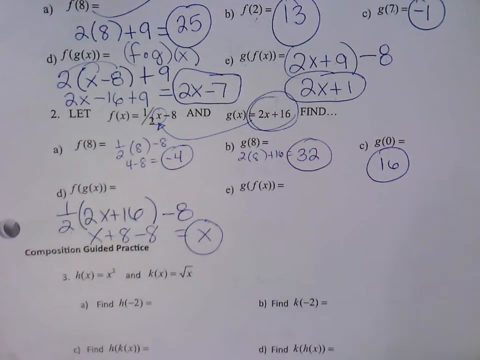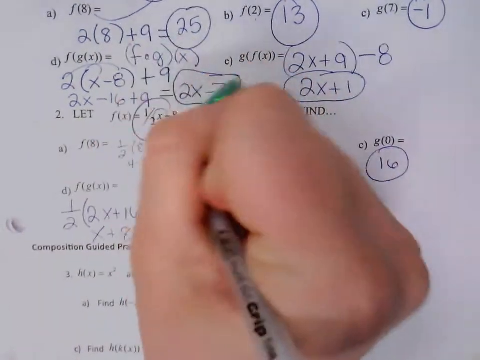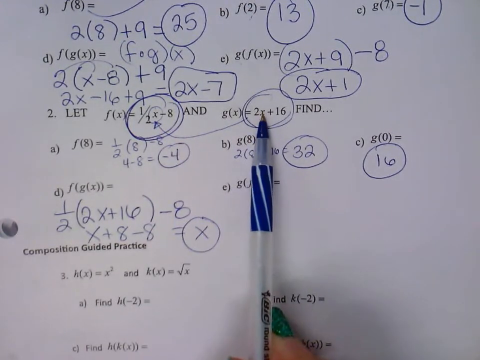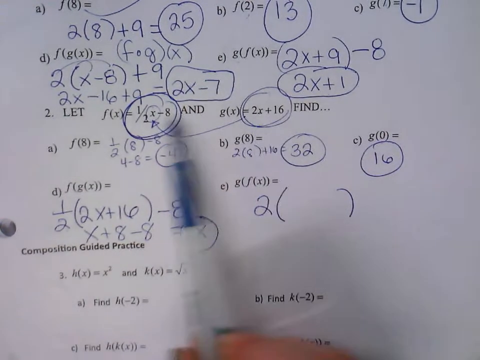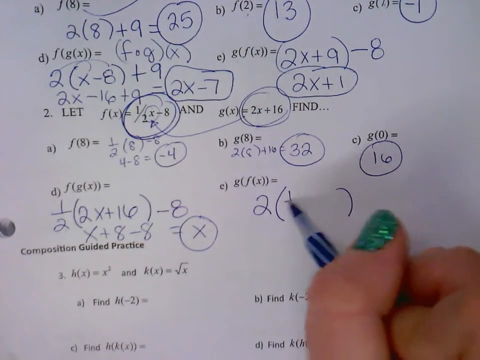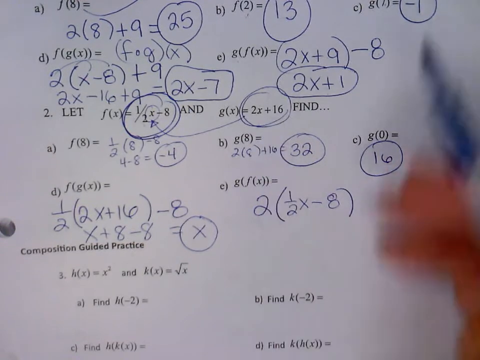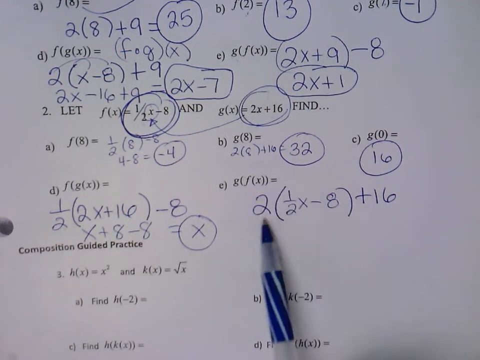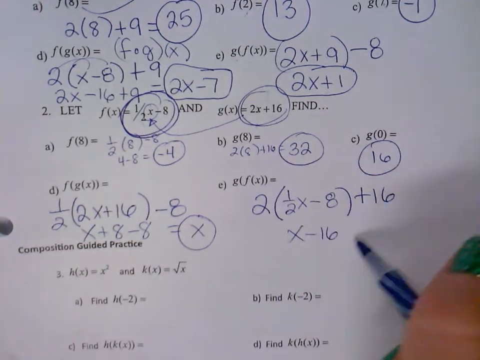So if we do it in the other direction, now I'm going to take this function. So the 1/2 x minus 8 is going to get plugged in where the x is in the second function. So I've got 2. And then where the x is, I'm plugging in 1/2 x minus 8. And then I still have to do the last part, adding 16 at the end. So guess what? It undoes everything again, because from the parentheses, when you distribute the 2, you get x minus 16, and then you're adding 16.